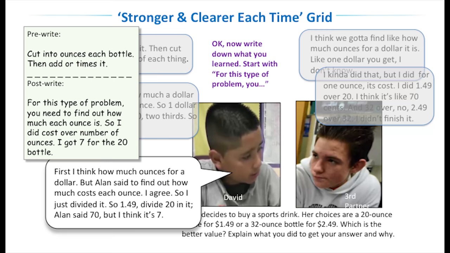First, I think how many ounces for a dollar, but Alan said to figure out how much for each ounce. So I agree, so I just divided it. So 149 divided by 20, Alan said 70, but I think it's 7. Okay, so actually corrected the division there. And then didn't use because, unfortunately. You ever had that too?